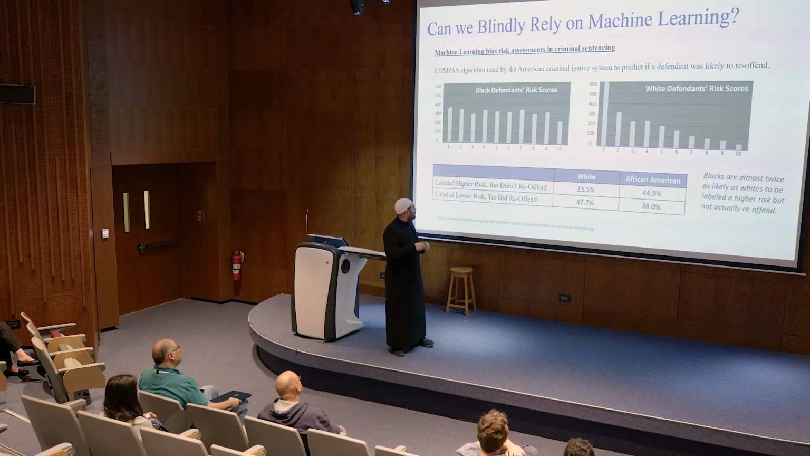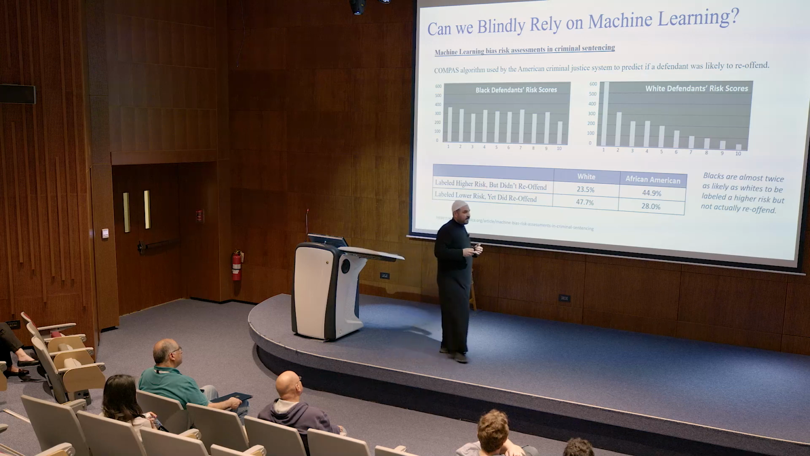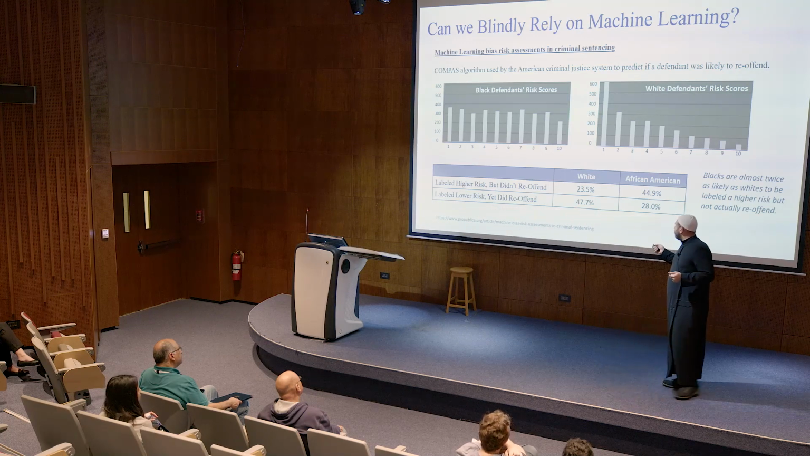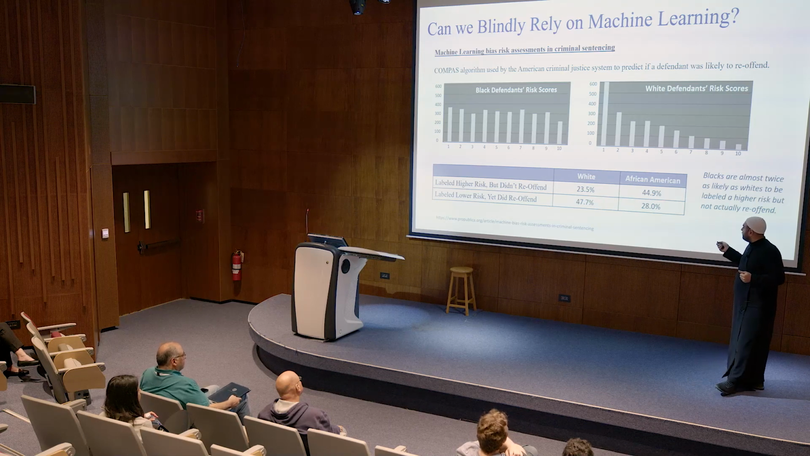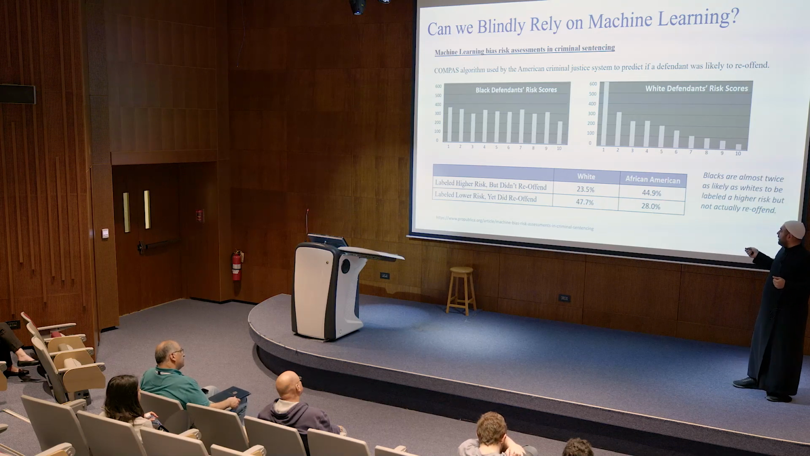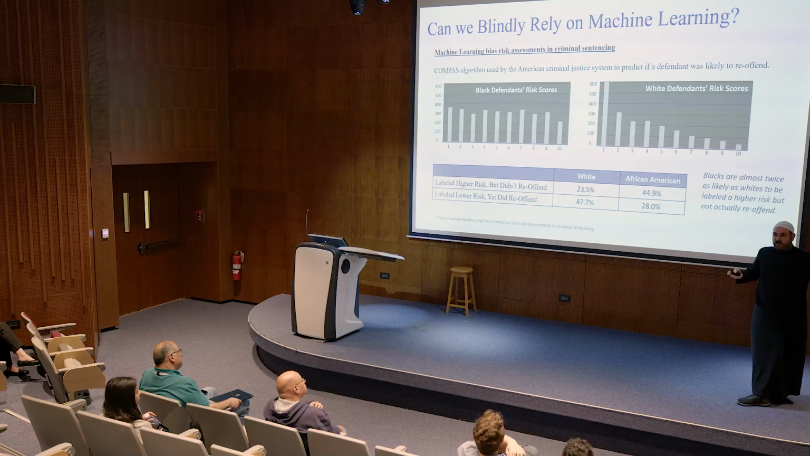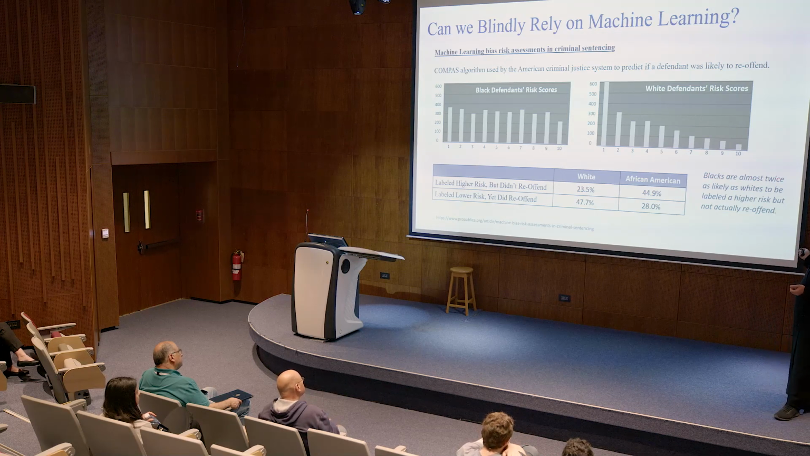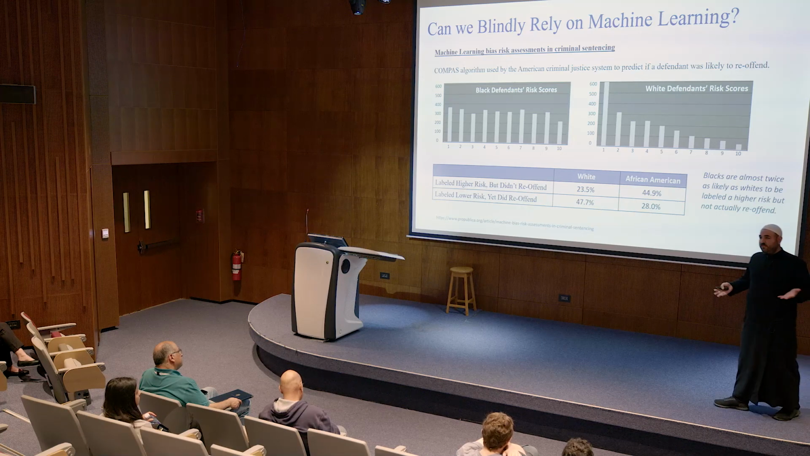And when you dig more into the data, you see the following. If you look at those labeled high risk but who do not reoffend, it's around 23.5% for white defendants compared to 45% for African American defendants. So around 45% of the African American defendants that were labeled high risk actually did not reoffend, compared to 23.5% for white defendants. So Black defendants are almost twice as likely as white defendants to be labeled higher risk but not actually reoffend.